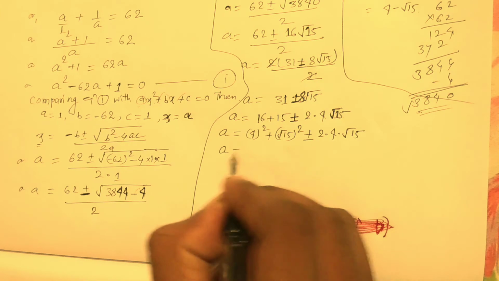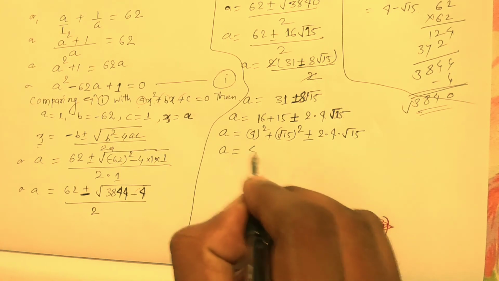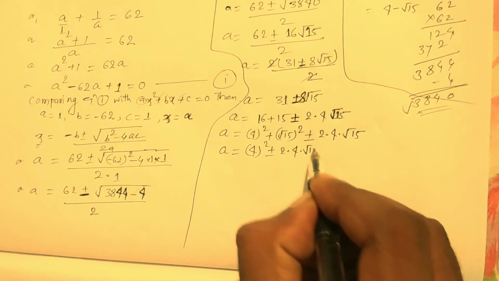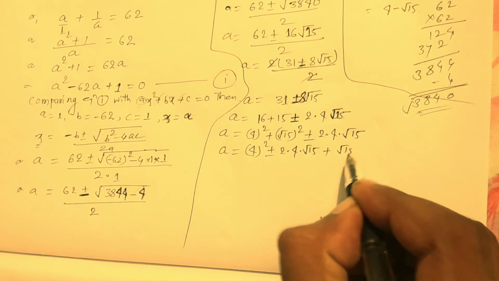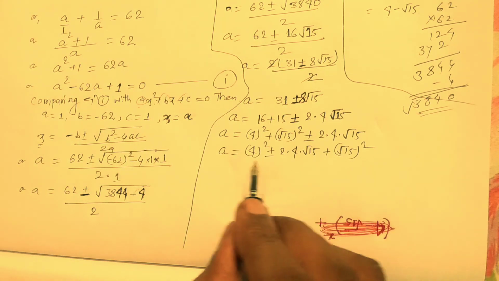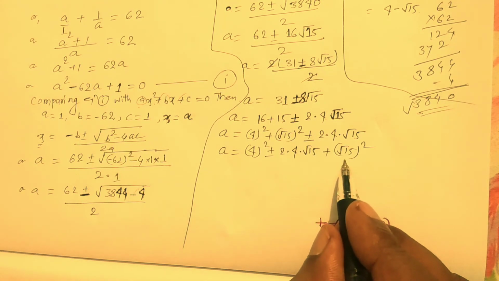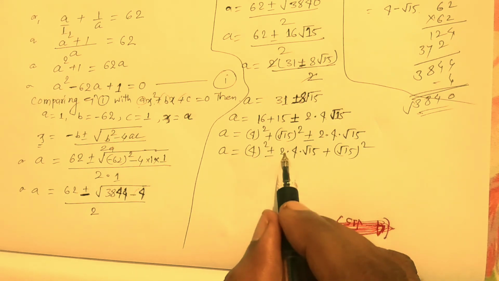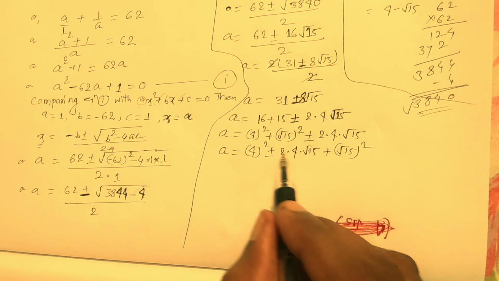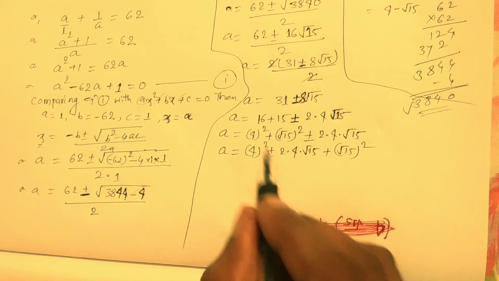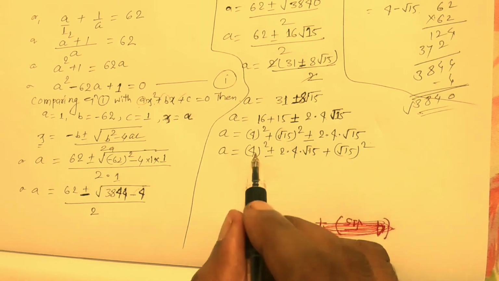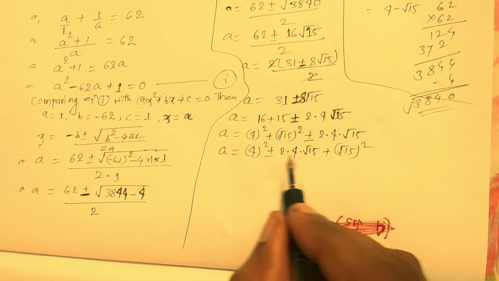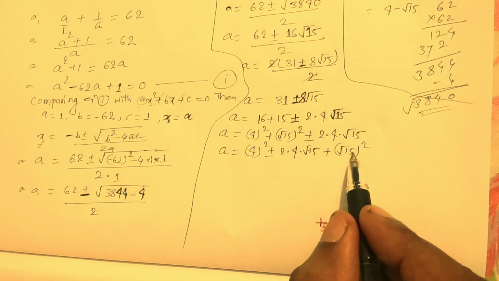So a is equal to, we got here, (4)² ± 2 times 4 over root of 15, plus (1 over root of 15)². As you can see, they are in the form of the formula a² ± 2ab + b². a² + 2ab + b² is the formula of (a + b)², and a² − 2ab + b² is the formula of (a − b)².